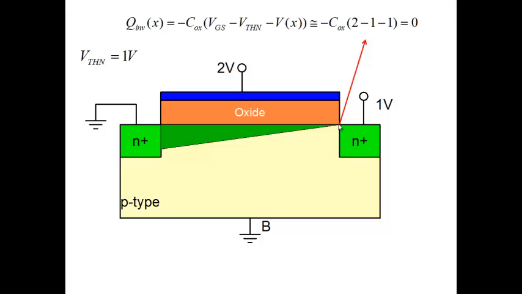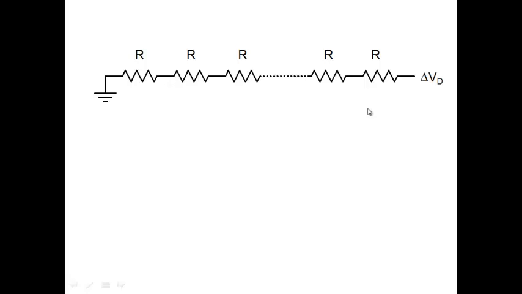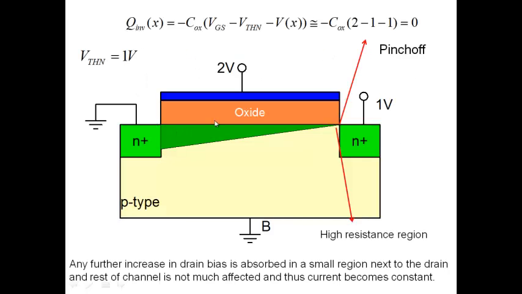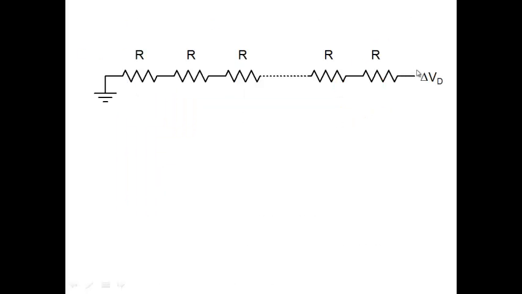That 0.5 volt will get dropped because this is a high resistance region here. It gets dropped practically close to this particular region. Because of this high resistance region, the idea is as follows. Earlier, when my channel was uniform, think of this channel as a series of resistors. If you increase the voltage by a certain amount, let's say 0.1 volt, that 0.1 volt will drop equally across all the resistors, and the current would increase by a certain amount.